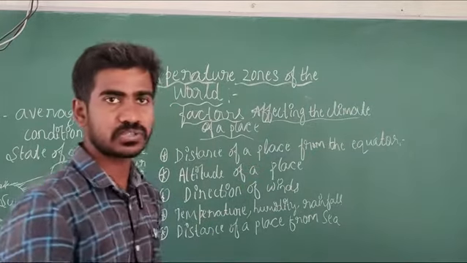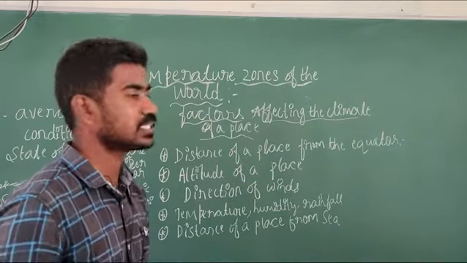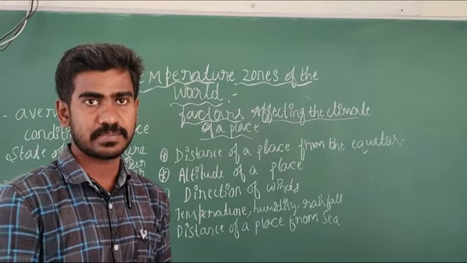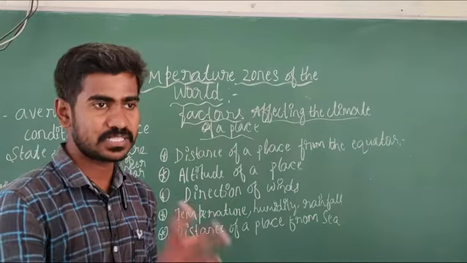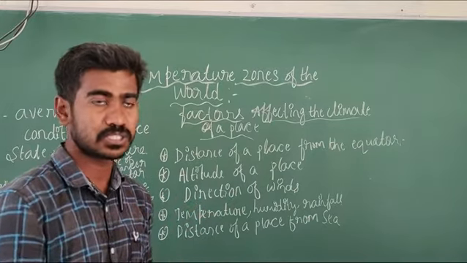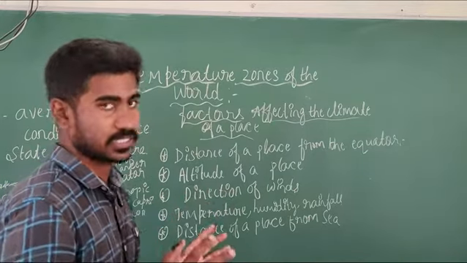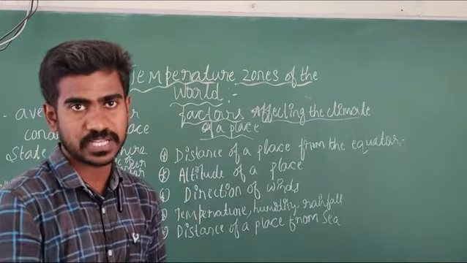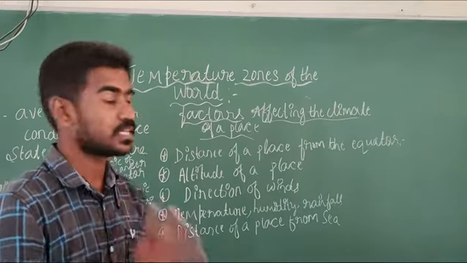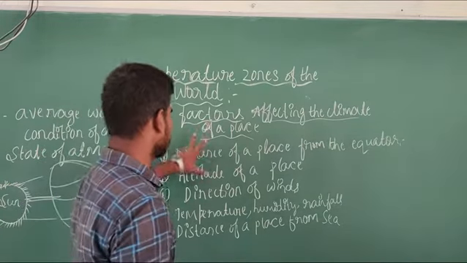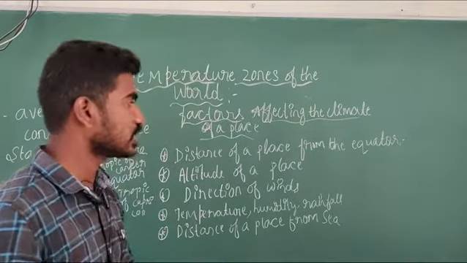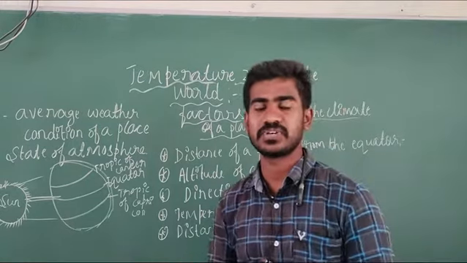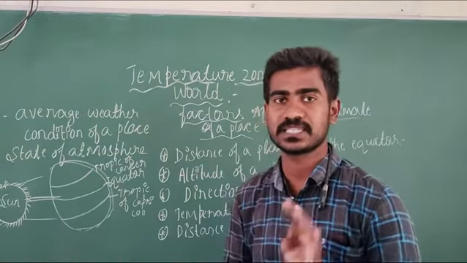In some areas the climate will be cold, in some areas hot, in some areas moderate. Moderate means normal, not hot, not cool. What is the reason for that? How does one place become cool, another become hot, and another become normal? So those are the factors. There are 5 reasons. If we understand them, it is easy to say why a place is hot, why a place is cold, and why a place is moderate.